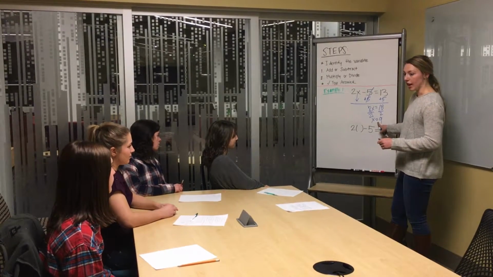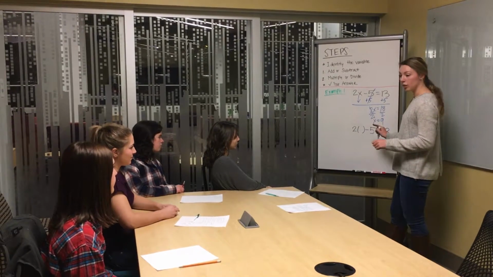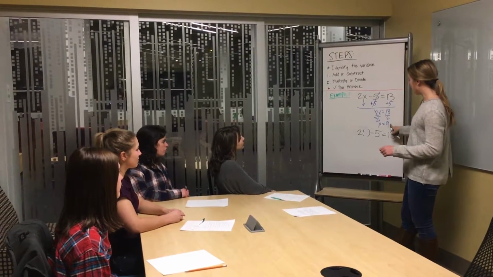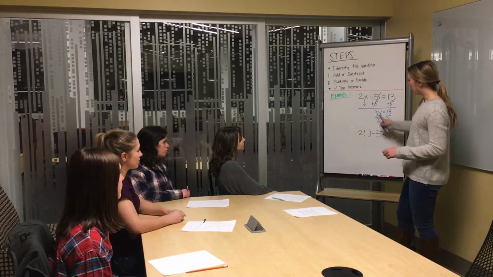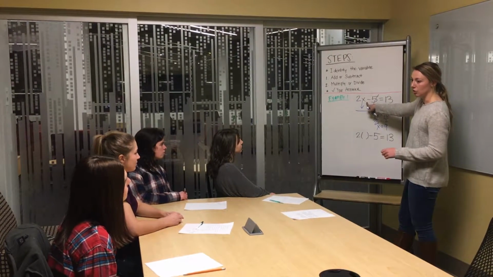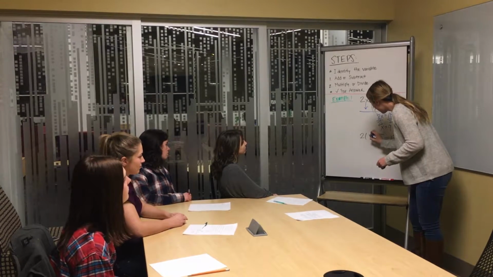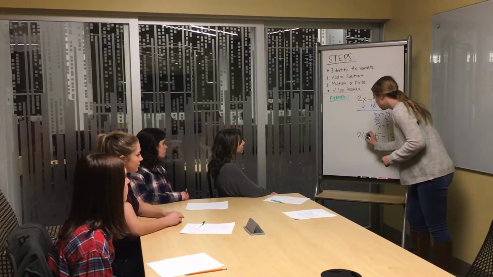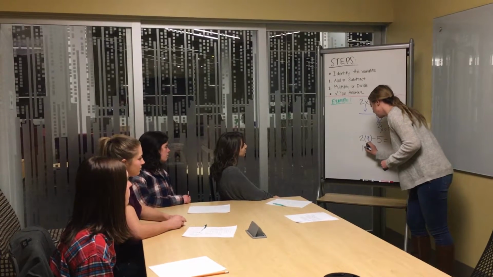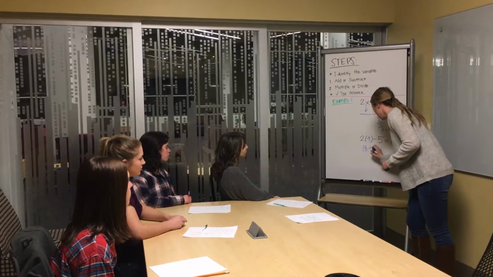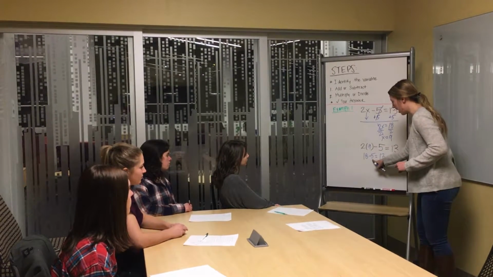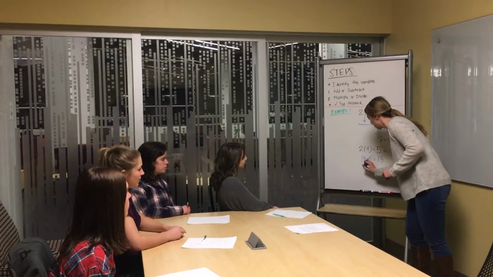So we have an answer now, but we're not done yet. There's one more thing we have to do. We have to go back and check our answer. To do that, we're going to take the answer that we got right here, and plug it back in for the x in the original equation. So we're going to put the 9 right here, and we're going to solve. So 2 times 9 is 18. And then we have 18 minus 5, which is 13.